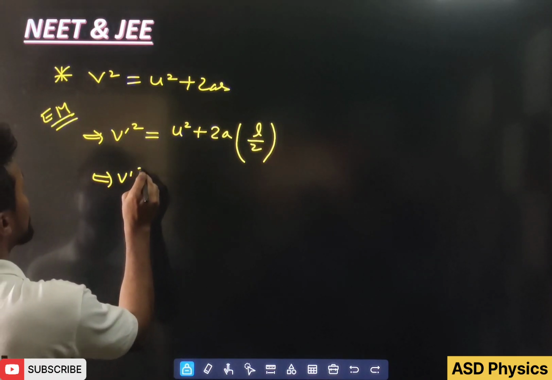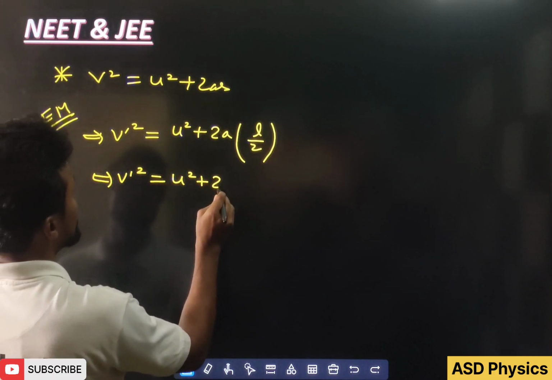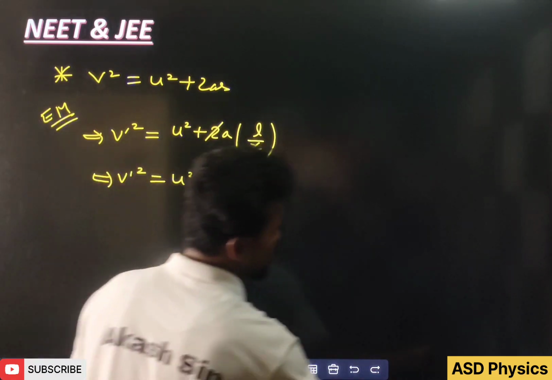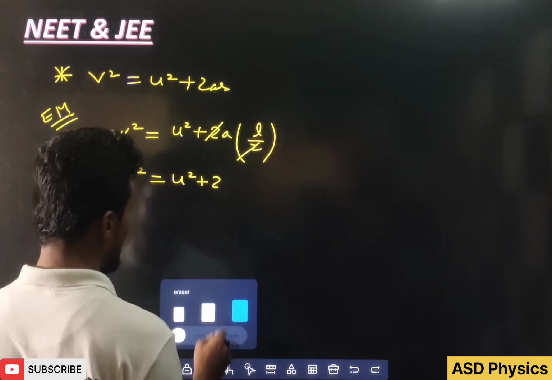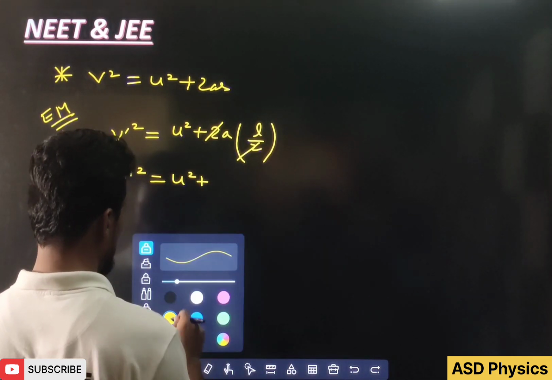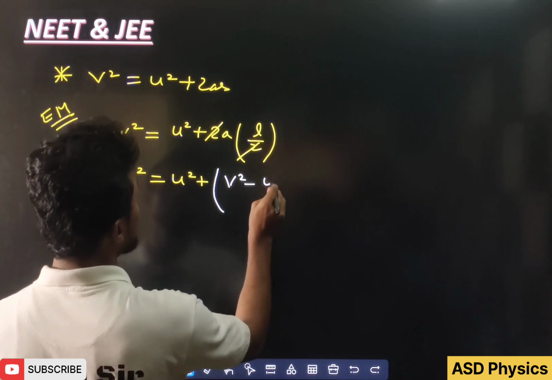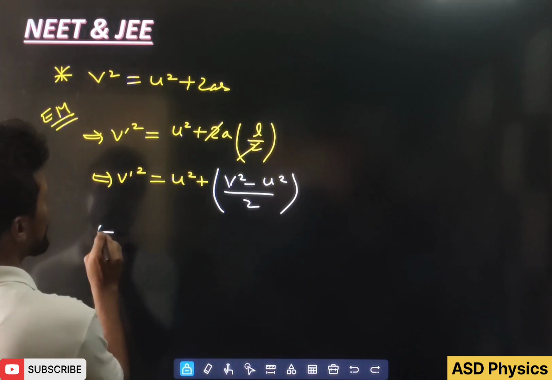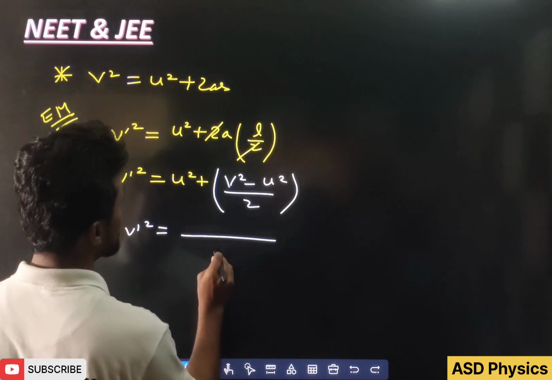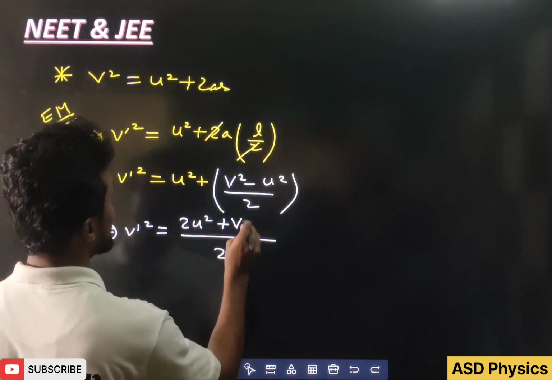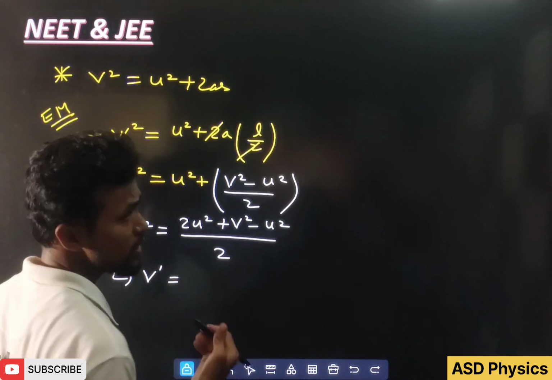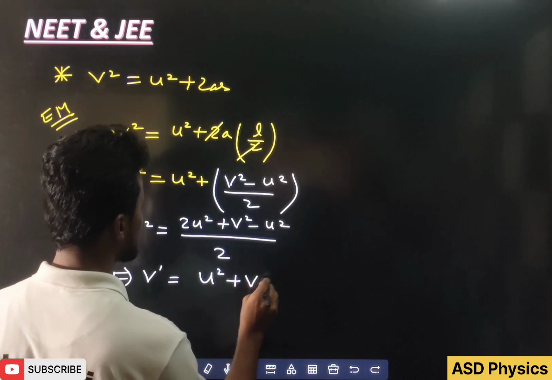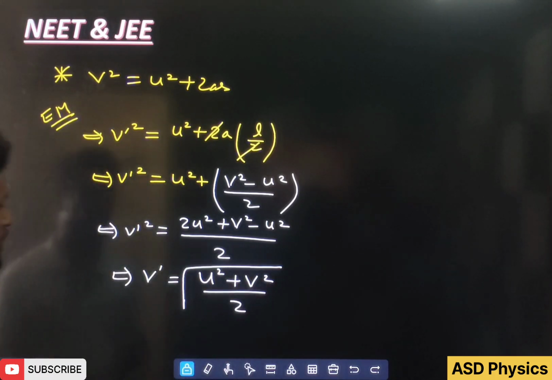So V dash square is equal to U square plus 2 cancels, and what is the value of AL? Can you see the value of AL? V square minus U square by 2. So I can put the value of AL here. Just let me remove this. AL means V square minus U square by 2. So V dash square equal to, take the LCM, 2, so 2U square plus V square minus U square by 2. So V dash square is 2U square minus U square, which means U square plus V square by 2, and here we take the square root. So V dash is the square root of U square plus V square by 2.